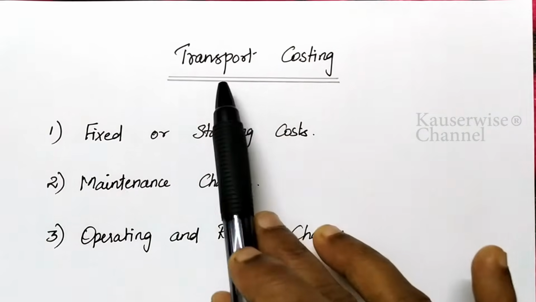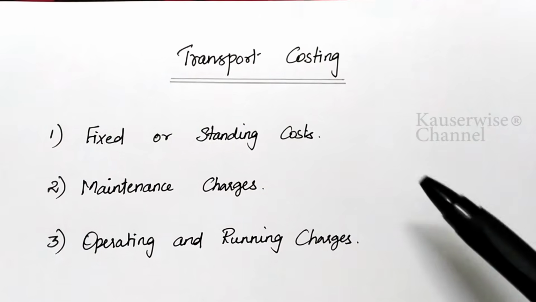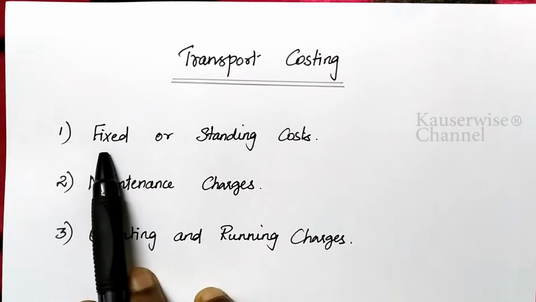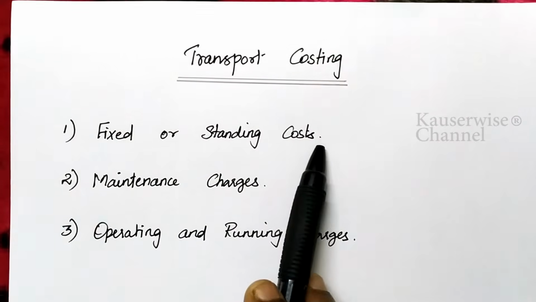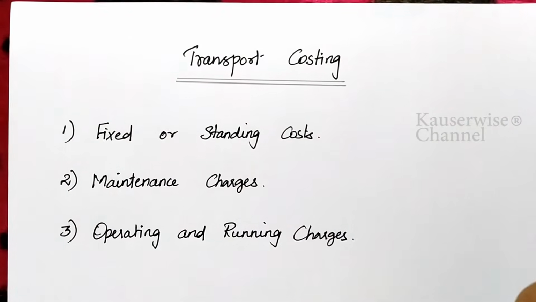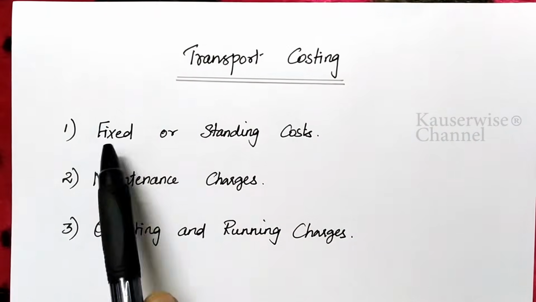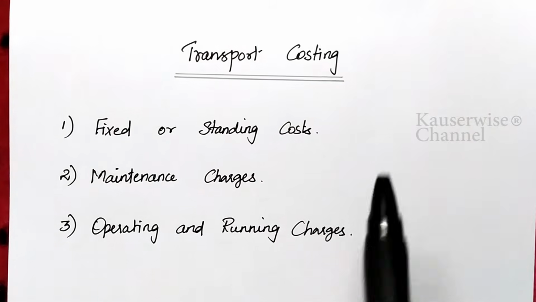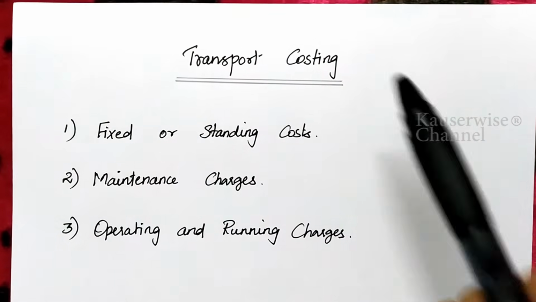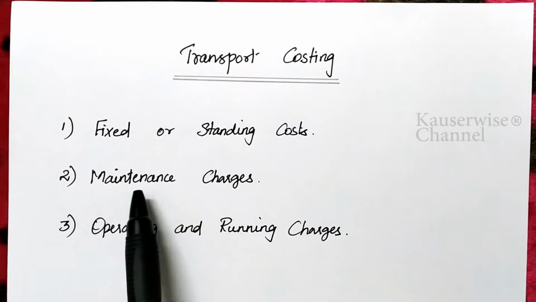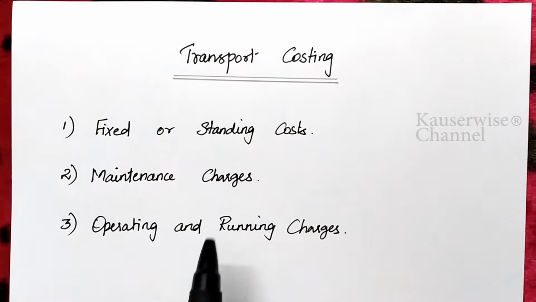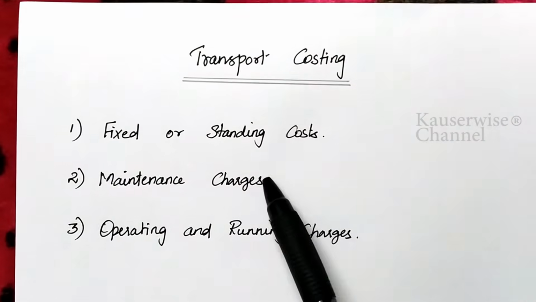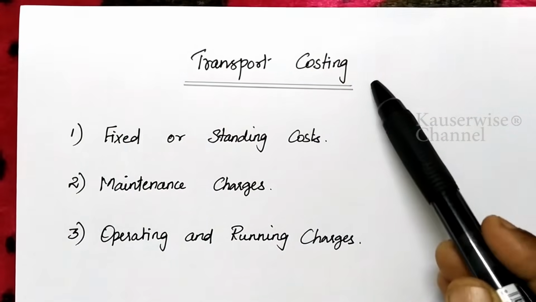Generally for transport costing, the cost can be classified into three different categories. The first one is fixed or standing cost. All fixed charges or fixed costing will come under this category. The second one is maintenance charges. All the maintenance charges related to the transport organization will come under maintenance charges. And the third one is operating and running charges. So these are the three different categories of transport costing.